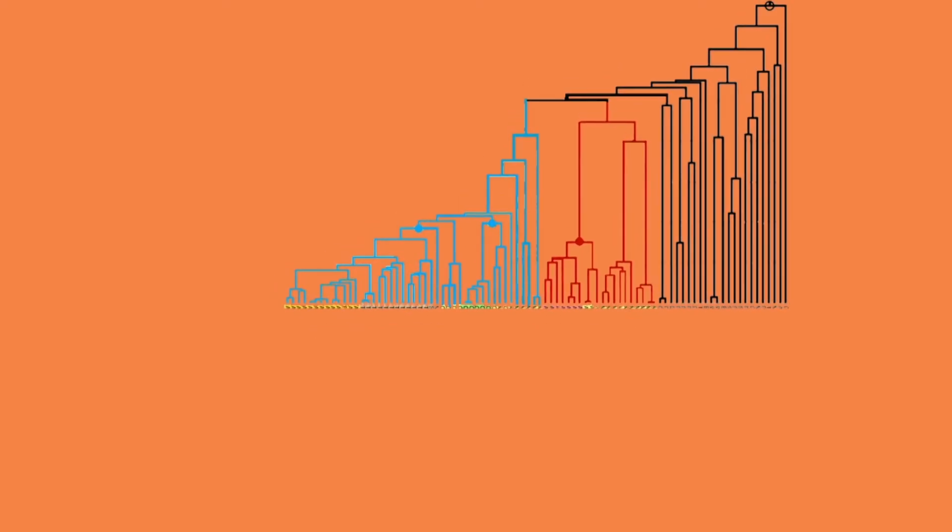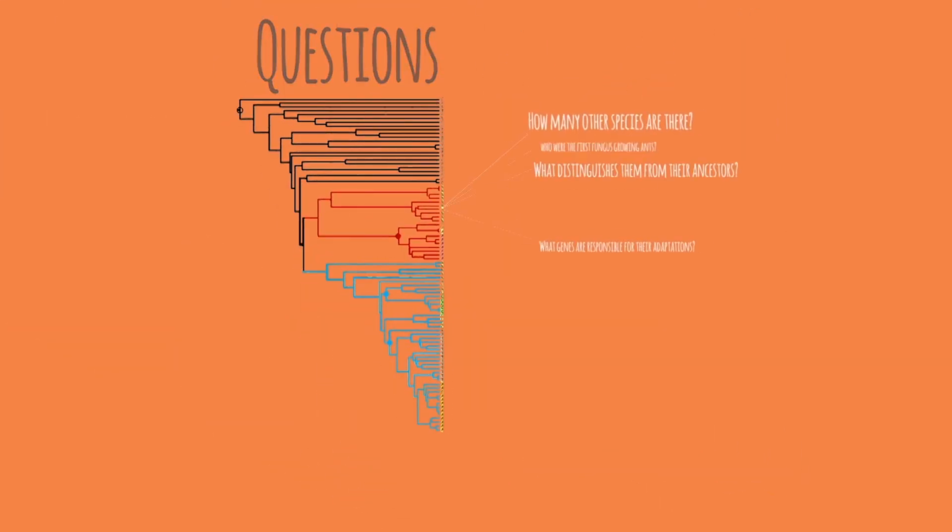Trees are a diagram of a question. The big question behind every tree is a hypothesis of evolutionary relationships, and for researchers like Ted, the culmination of all their work.